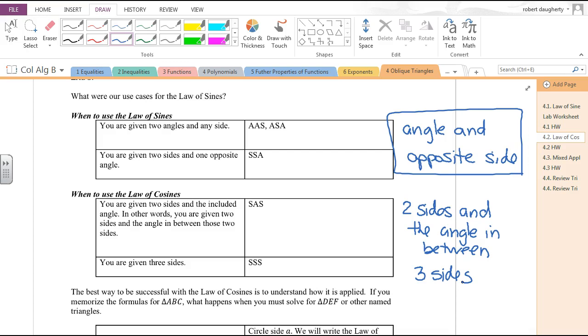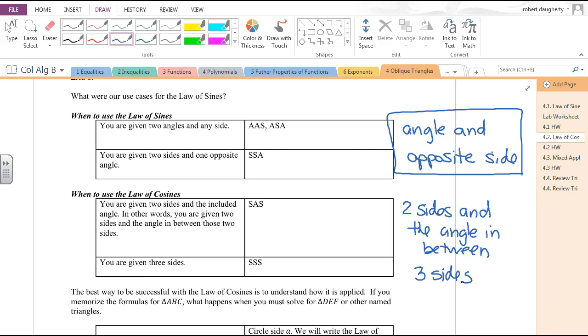What do I mean by two sides and the angle in between? So if I have a triangle like this, okay? When I look at this, I know two sides and the angle in between, okay? Do you see why I can't use the law of sines here? I don't know an angle on the opposite side, but I know two sides and the angle in between. So that's what it means to say side, angle, side, okay?